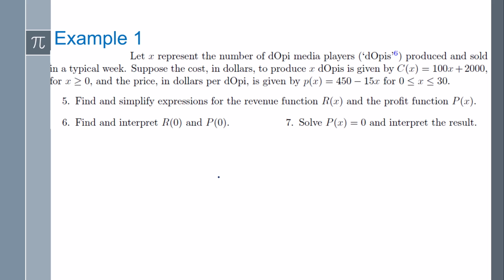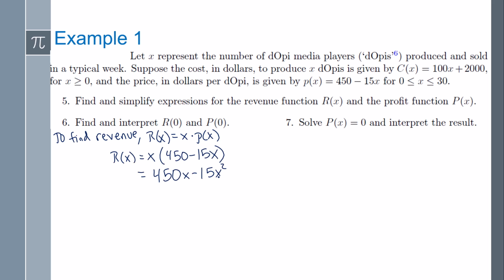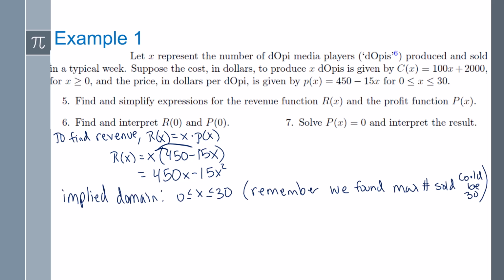Number 5, find and simplify expressions for the revenue function R of X. So to find the revenue function, it's X times your price demand function. So you just take X, you multiply it by your price demand function, you distribute the X, and you're going to get 450X minus 15X squared. Now remember, we have to keep the implied domain. I can't make less than 0, and I can't sell more than 30.